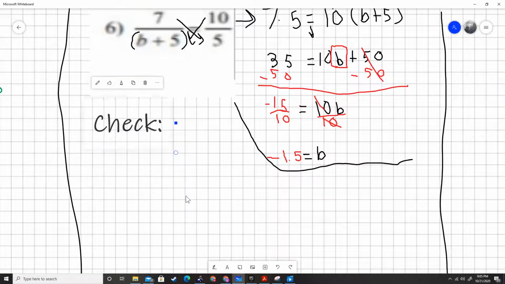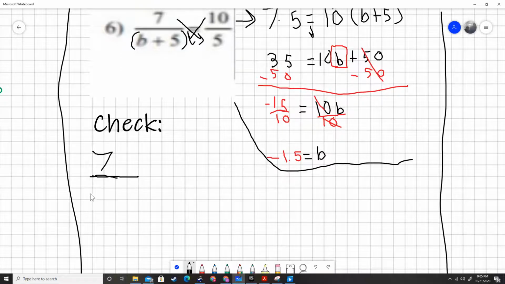So as we check it, we know that we have 7 on top. And this time we have to put that negative 1.5 in for B. So let's go through and replace that. So 7 over negative 1.5 plus 5, that is equal to 10 over 5.